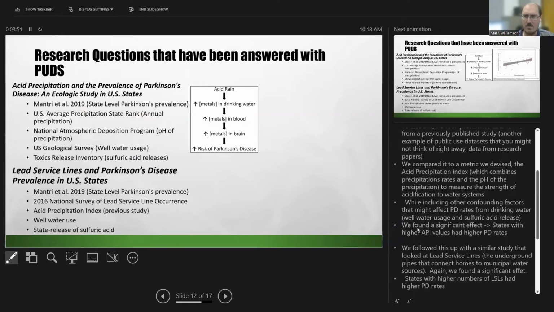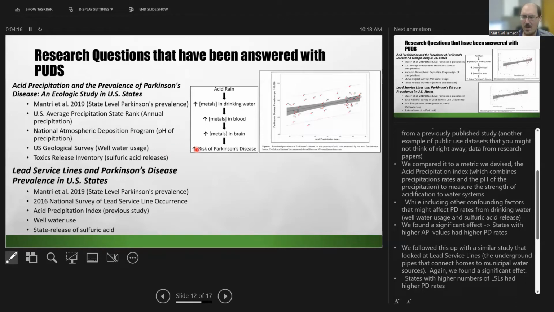We compared it to a metric we devised, the acid precipitation index, which combines precipitation rates and pH of the precipitation to get a metric for the strength of acidification to water systems. We also included confounding factors from other public data sets, including well water use and sulfuric acid release, which might relate to Parkinson's. And what we found was a significant effect. States with higher acid precipitation index tended to have higher Parkinson's disease.